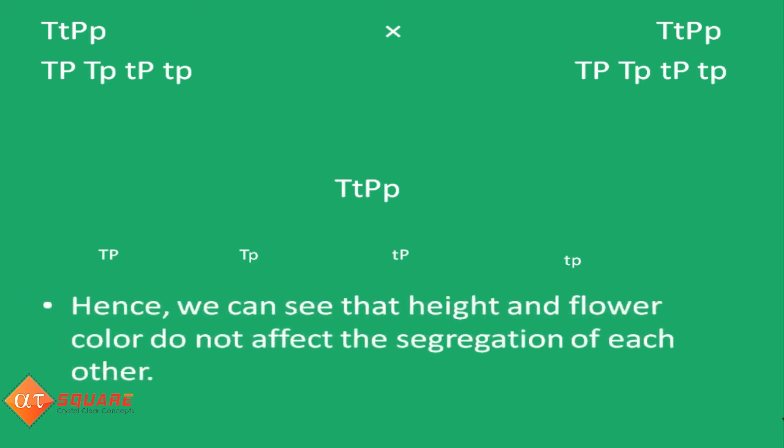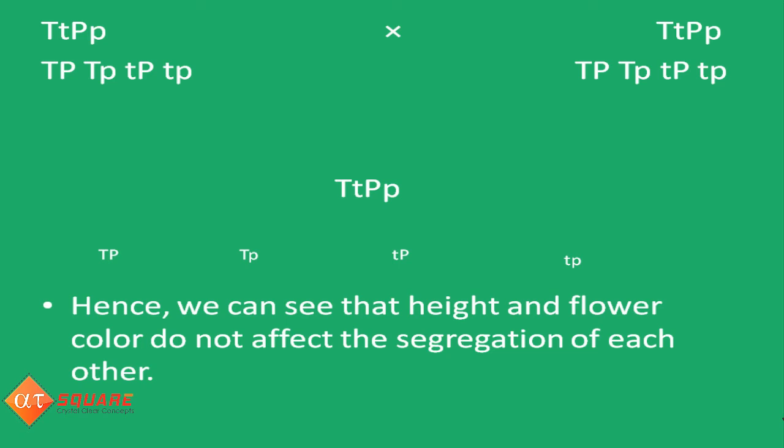So if we see here, what we mean by independent assortment is that in a dihybrid cross, we see two contrasting characters. The uppercase T can independently assort with the dominant or recessive allele of the other gene, giving us the following. Hence, we can say that height and flower color do not affect the segregation of each other. So, these were the three laws of Mendel.